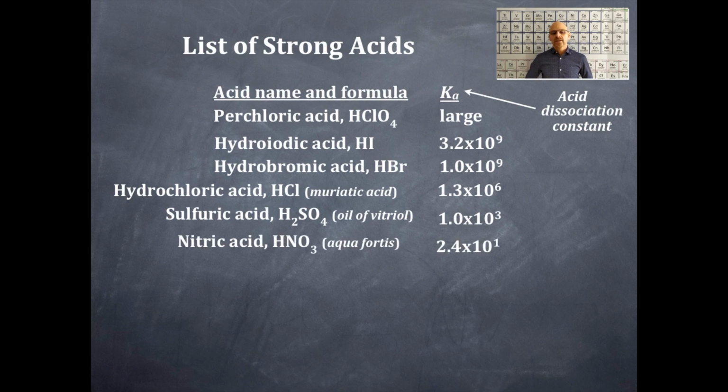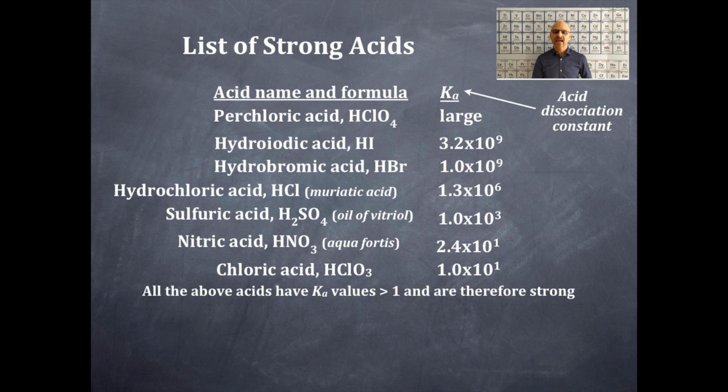Nitric acid, HNO3, is aqua fortis. That is a strong fort. Okay, nitric acid has a dissociation constant of 2.4 times 10 to the 1. This is also an oxidizing acid, so it has some special abilities. It's kind of like a superpower. Okay, then there's chloric acid, that's HClO3 at 1.0 times 10 to the 1. And all these acids have Ka's greater than 1, therefore they are strong, therefore they are product favored.